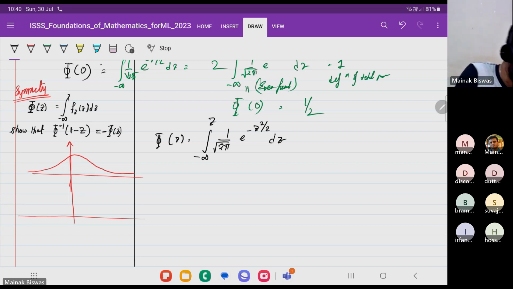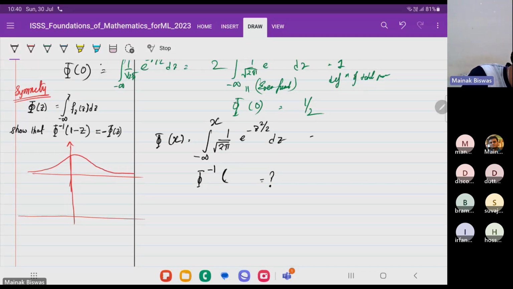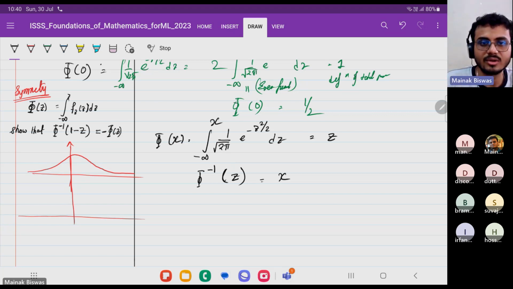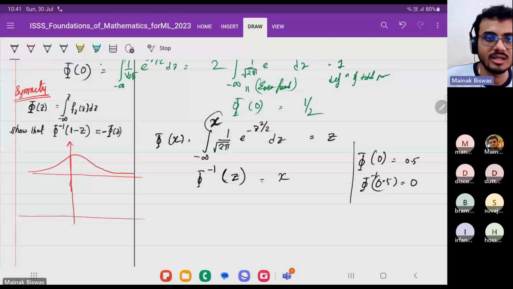This is our definition. So what would phi inverse of z give me? Let's not write z over here, let's write x. What will phi inverse of a particular number give me? Say, let's say this is z. Phi inverse will give me the value of x for which, this is how you define it, the probability is z, right? So if you have a probability of 0.5, do you see phi of 0 is equal to 0.5? Yes or no? Yes. So what will be phi inverse of 0.5? Zero. So for this integral, it will give me the top limit, phi inverse of z.